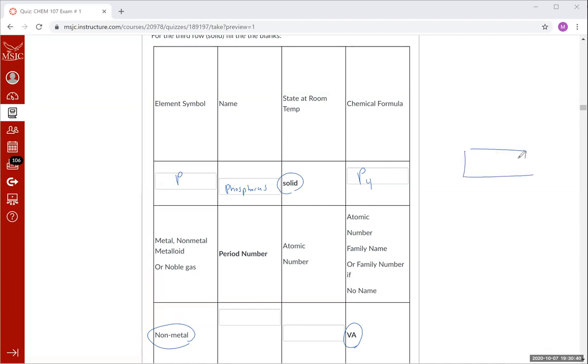Looking up phosphorus in the periodic table, what row is phosphorus present in? 3. Yep, exactly right. So it's in the 3rd period. And if we look up the atomic number for phosphorus, we would see an atomic number of 15. Does this make sense to everyone so far? Yes.